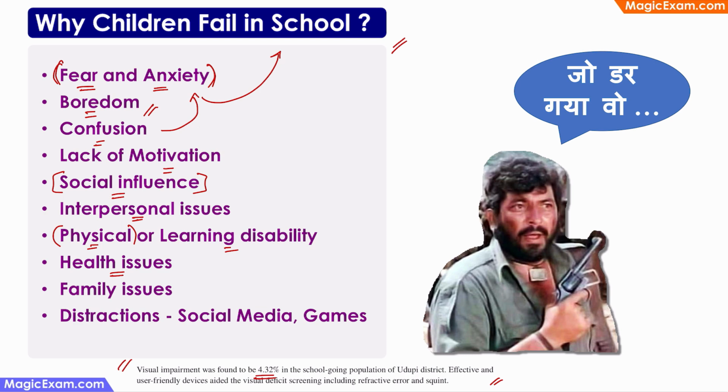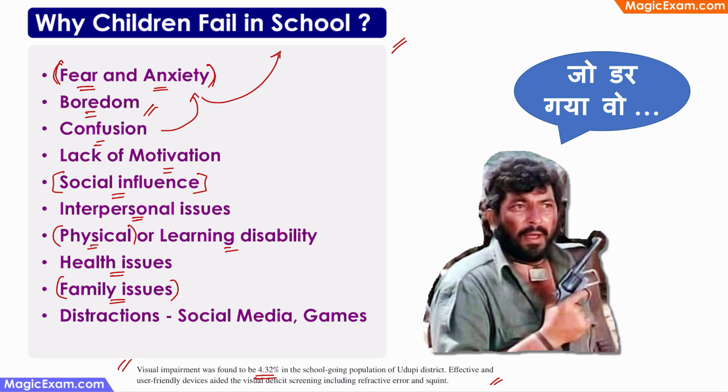Then children can be having some family issues as well. For example, children might have some family financial issues, or parents are going through a divorce, or any such issues which cause children to not have a happy family or a stable family, which in turn leads to lack of motivation or boredom or fear and anxiety, which leads to failure. So family issues also play a very, very important factor in the learning of children or the lack of learning in children.